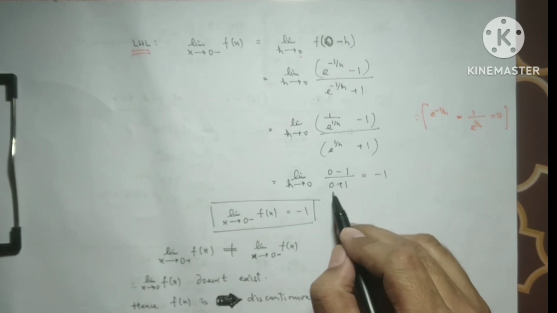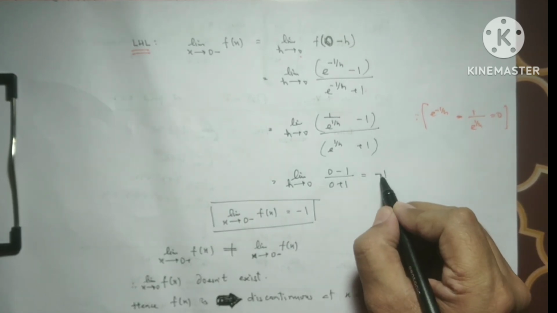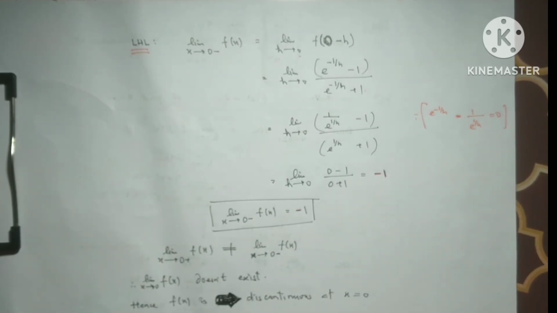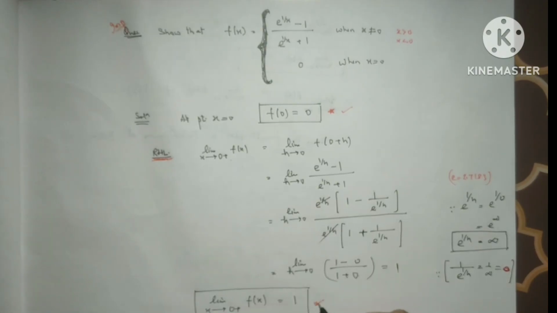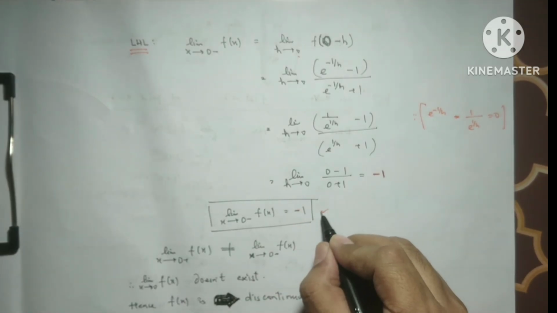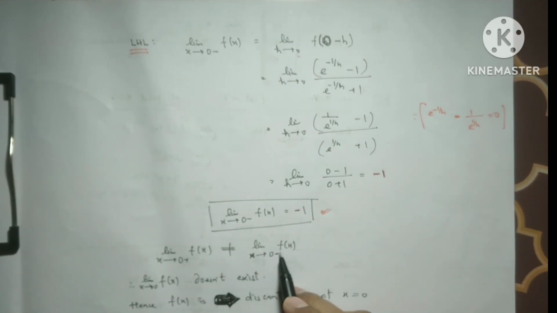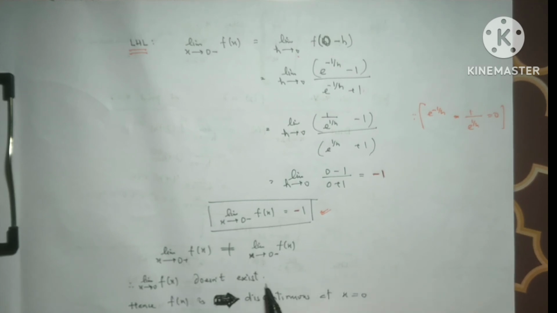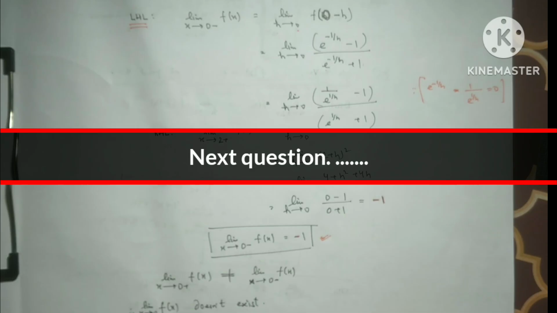So it is 0 minus 1 over 0 plus 1. Right now we get the value minus 1. So according to this, the right hand limit is 1 and the left hand limit is minus 1. It means both are not equal. So the limit x tends to 0 of the function doesn't exist. So if it doesn't exist, this gives the function is discontinuous.